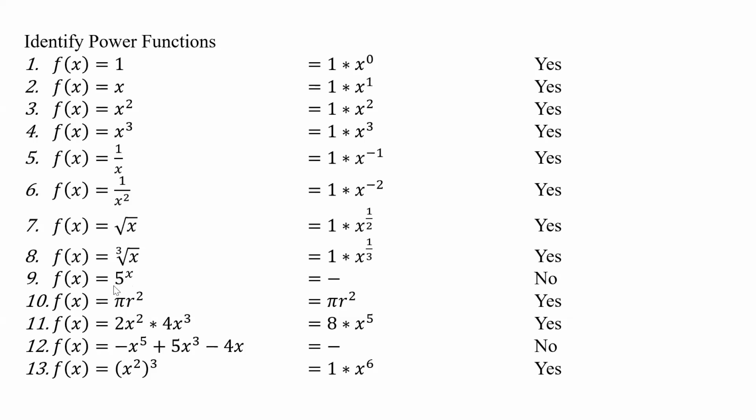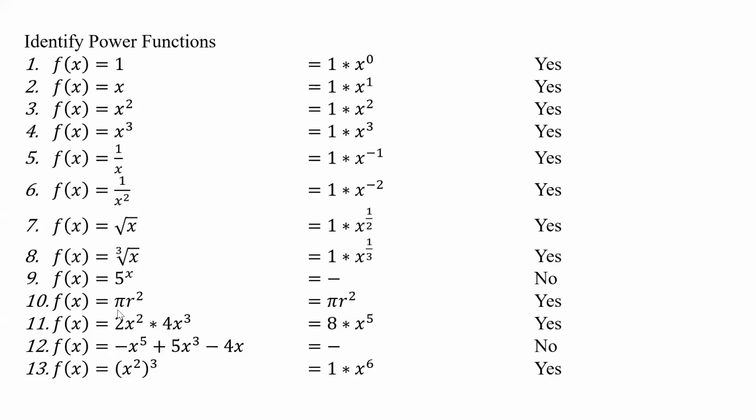Now the next one is the first one that we run into that's not a power function. That's because our base here is not a variable. It's 5, and it's raised to some variable power x, and the power has to be a fixed power, and that's not fixed, and the base has to be a variable, and so basically those are swapped, and so that's not a power function.